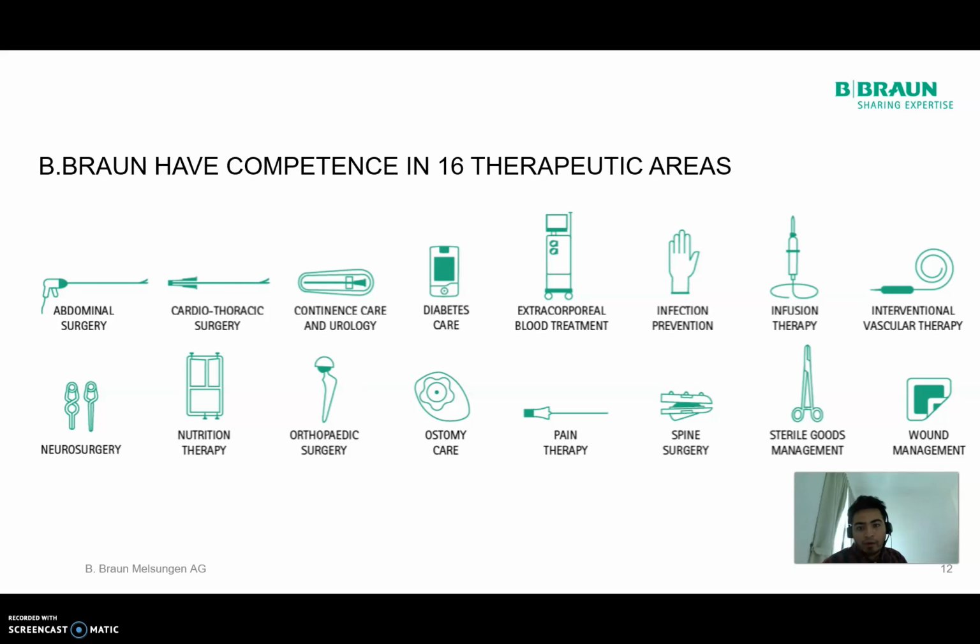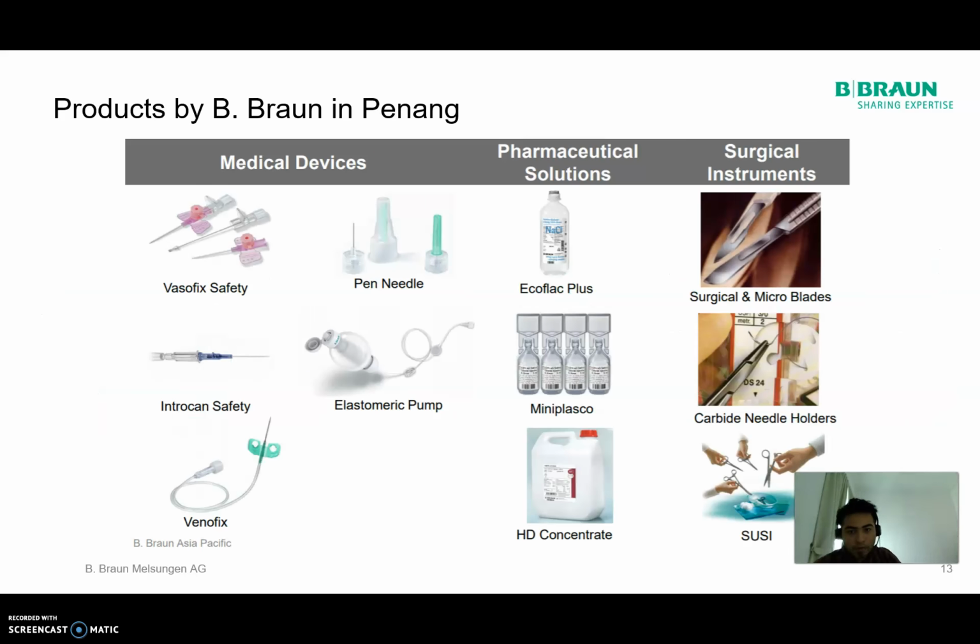B. Braun has competence in 16 therapeutic areas, which are abdominal surgery, cardiothoracic surgery, continence care and urology, diabetes care, infection prevention, infusion therapy, sterile goods management, pain therapy, ostomy care, orthopedic surgery, nutrition therapy, and neurosurgery.